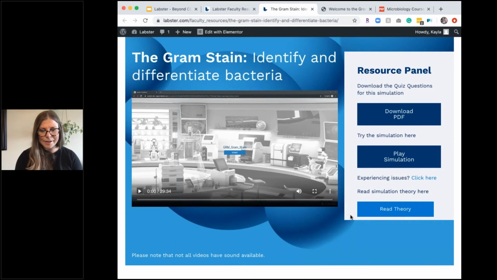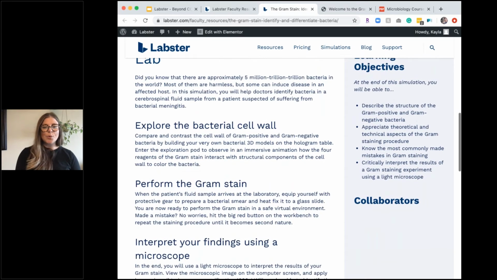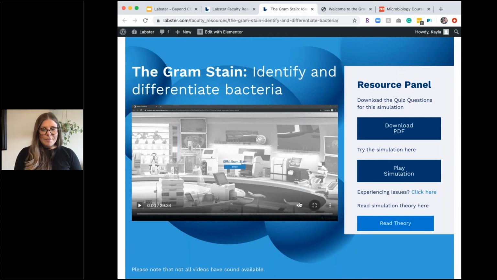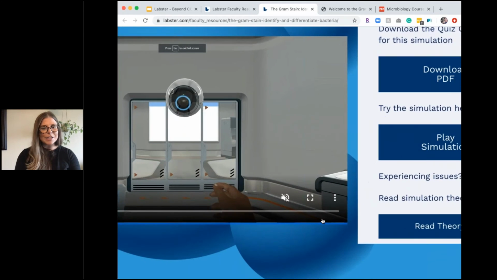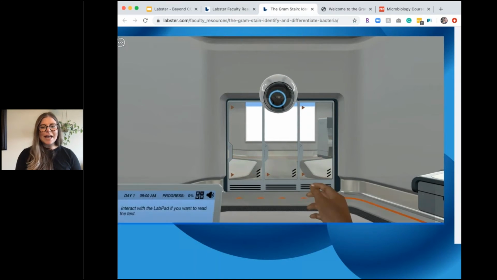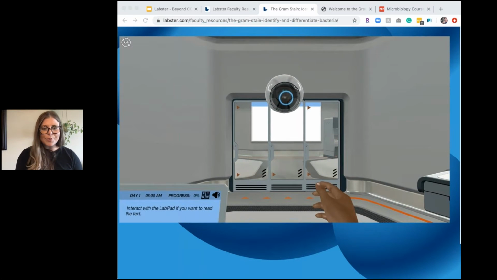Toggling back here though, you can also see the techniques for each lab, the learning objectives, and a bit of background on the storyline and the mission. One of my favorite things that we can do is actually play a video of someone from Labster going through the simulation. So I've turned the sound off. I really just want to highlight a few different areas here and talk you through them.